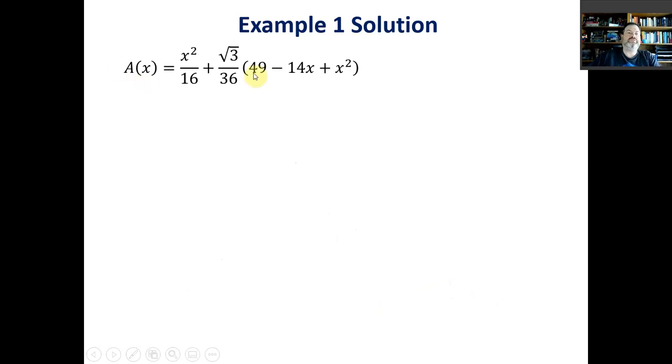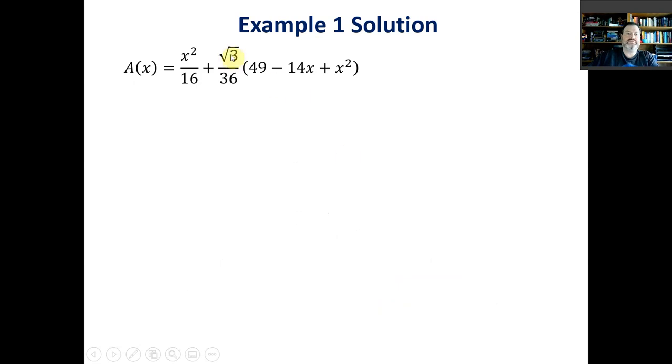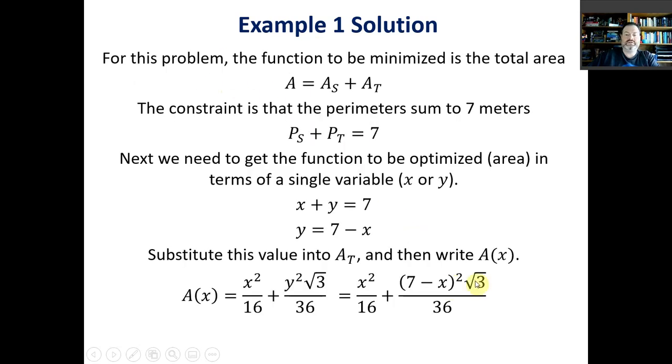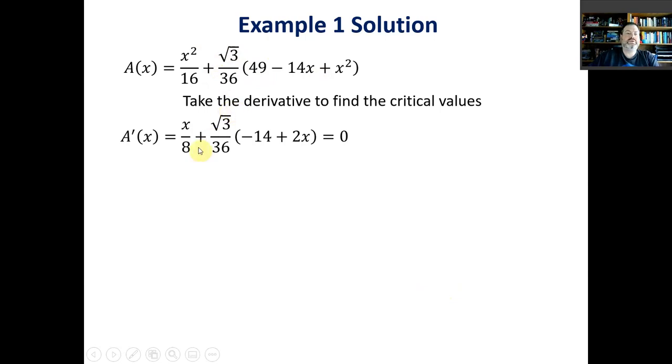So what I did is I FOILed this right side, right? I just FOILed this out, so it's radical 3 over 36, and then just FOIL this out. Now I don't have to use a chain rule because my constants are all out front, right? So this is going to be much easier. So I can go ahead, take a derivative to find the critical values.